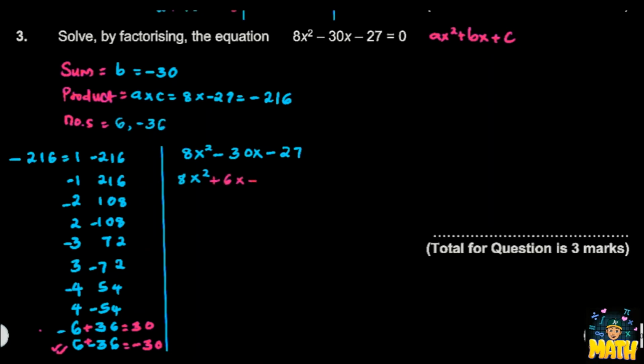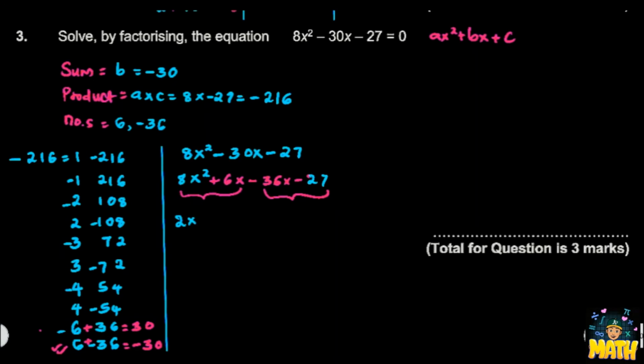Now I want to substitute where I have the negative 30x with the numbers that I got. So I'm going to write that down, and then I pair up these two parts of the expression so that I start to factorize these pairs. So I find a common factor in terms of the number and the letters.